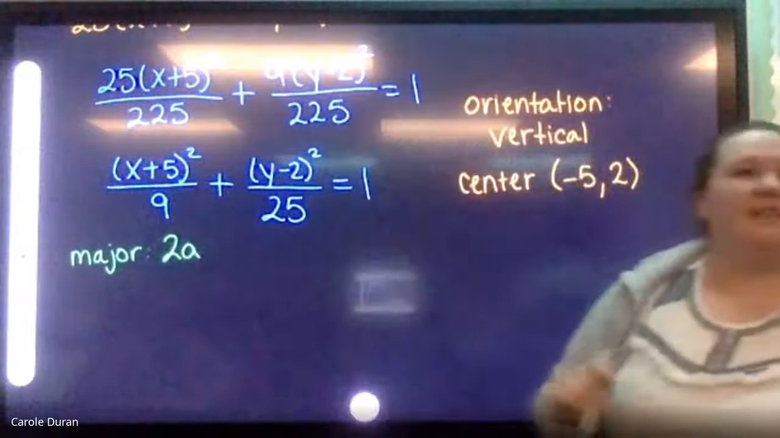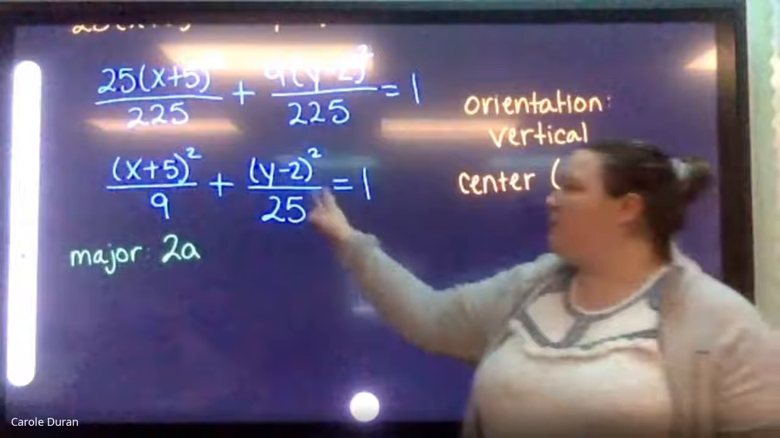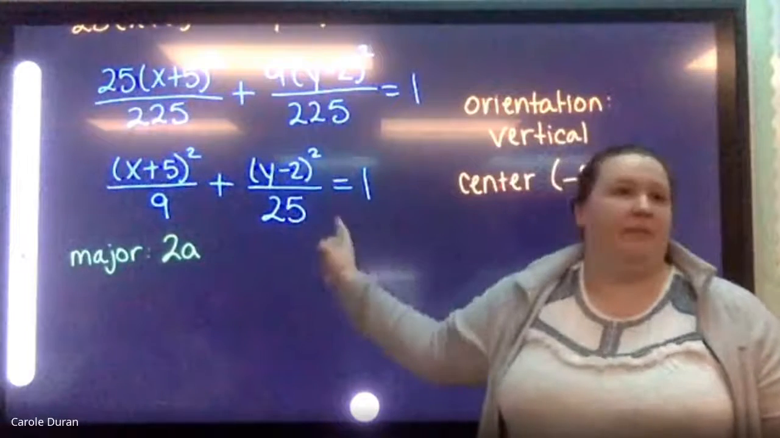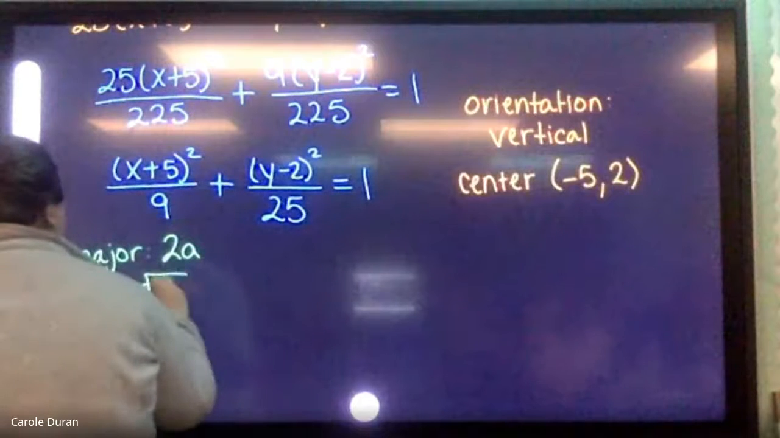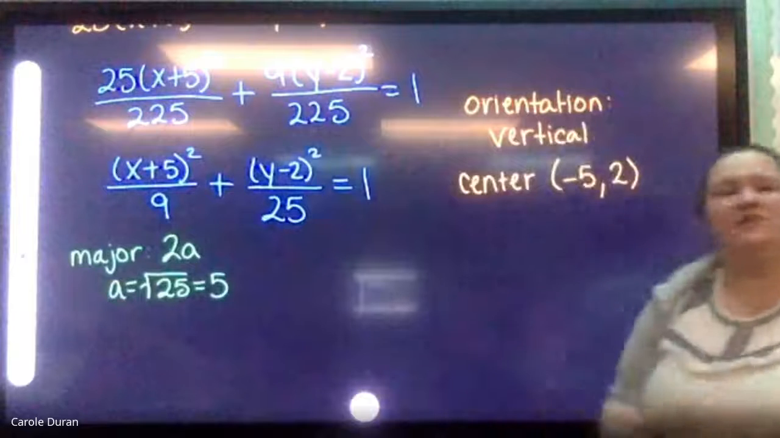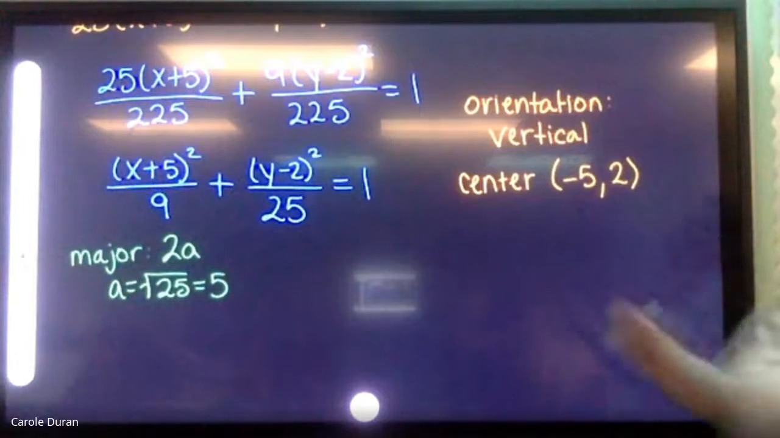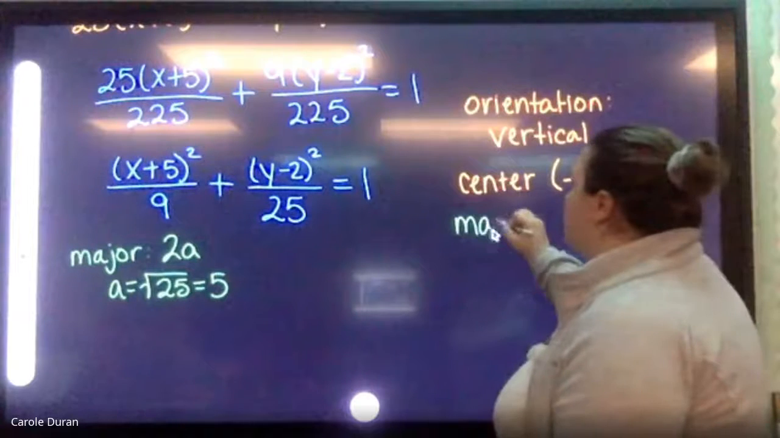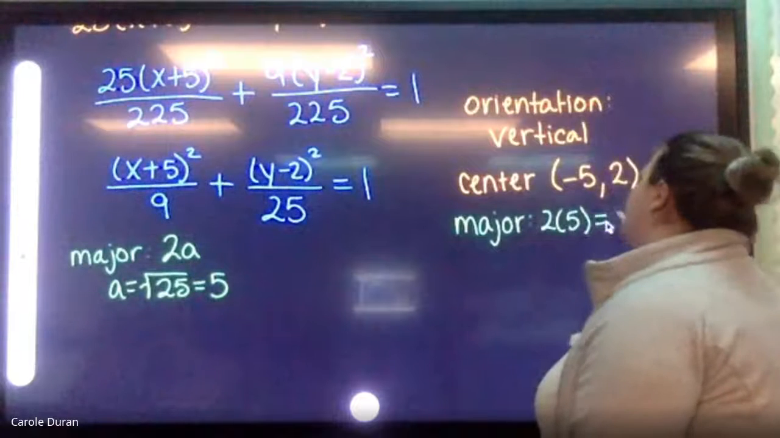So in order to find the length of my major axis, I first have to know what a is. A is going to be the square root of the bigger denominator. So my a value here is going to be the square root of 25. I know I'm only dealing with positive values, which means a equals 5. And if a equals 5, then the length of my major axis equals 2 times 5, which is 10.